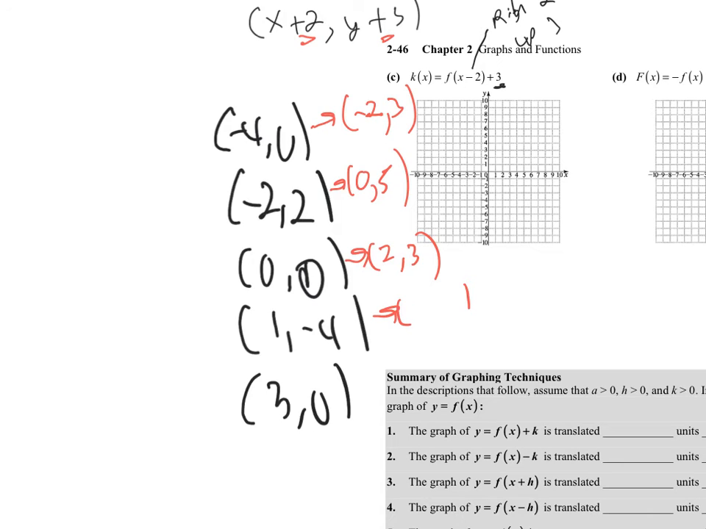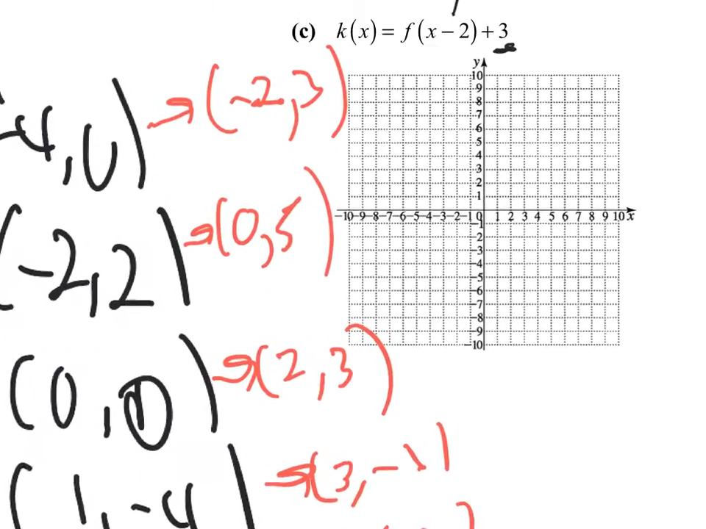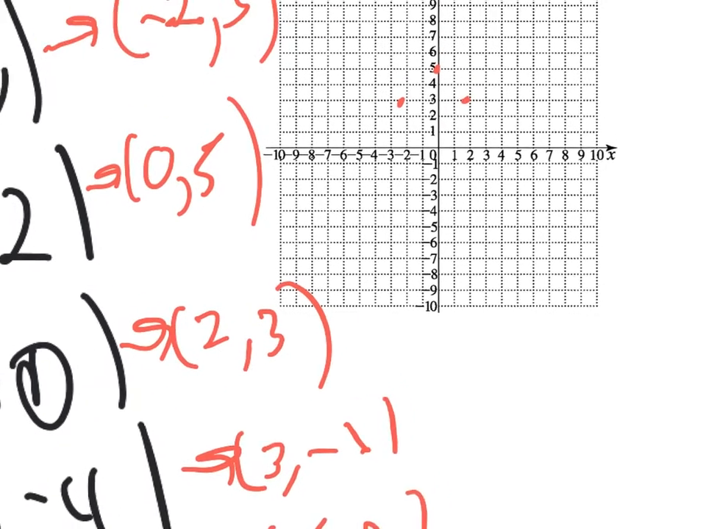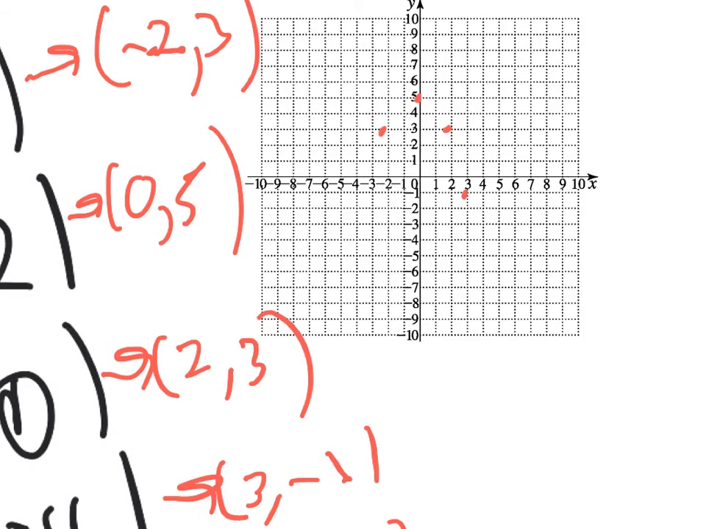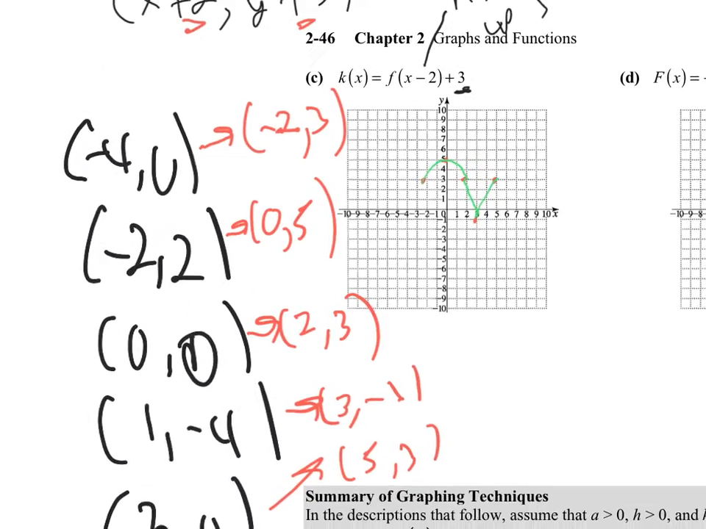Adding 2 should be a 3, negative 1. And this one should turn into 5, 3. Let's cross our fingers to see what it looks like. Negative 2, 3 is here. 0, 5 is here. 2, 3 is here. 3, negative 1 is here. And 5, 3 is here. Let's see if it works. Different color here. Let's see. There's that little circular part. There's that part that goes down. And there's what goes up there. 2 transformations.